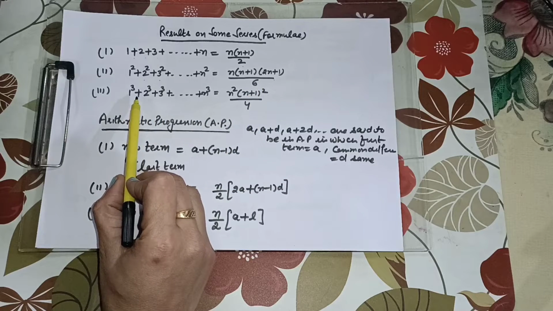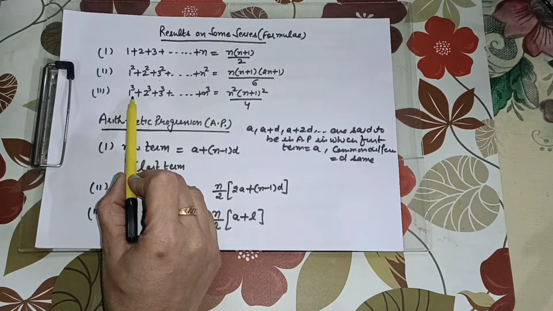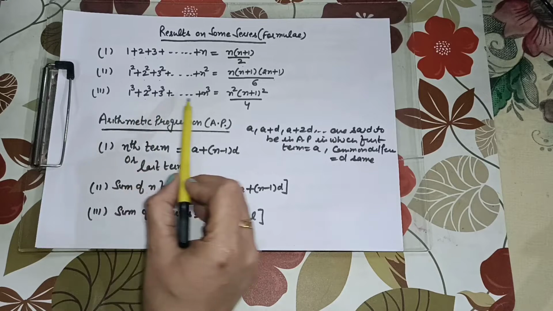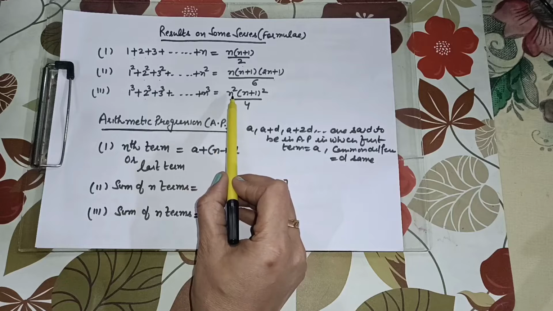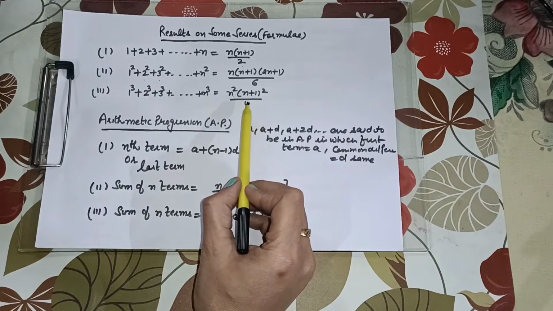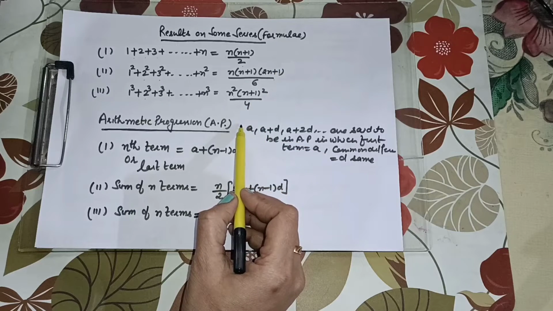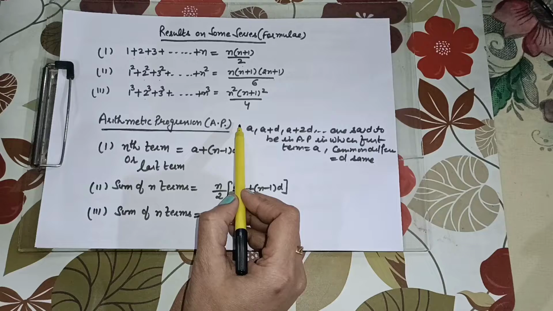If we want to find the sum of a series of cubic type, like 1 cube plus 2 cube plus 3 cube and so on up to n cube, then the formula will be n square (n plus 1) whole square over 4. So these are the three formulas we will use for different series if we have to find the sum.